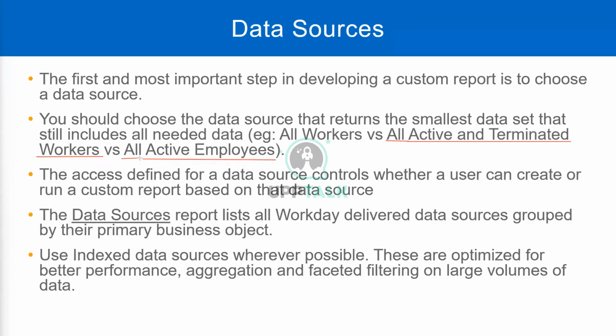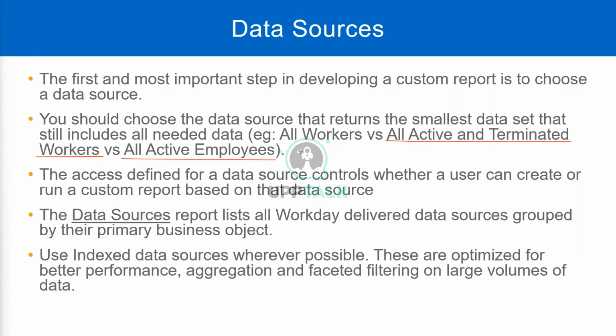Now, versus all active employees. What does this one do? It returns only, yes, go ahead. Much smaller set. Yes, much smaller population. The same set of fields. Remember, it is not like it will return a subset of fields. It is returning a subset only in terms of instances of data. The number of workers, yes, it will return a smaller set. But not in terms of fields.